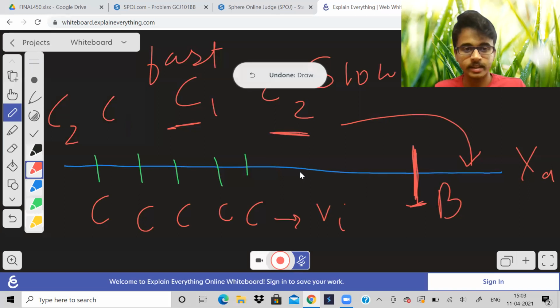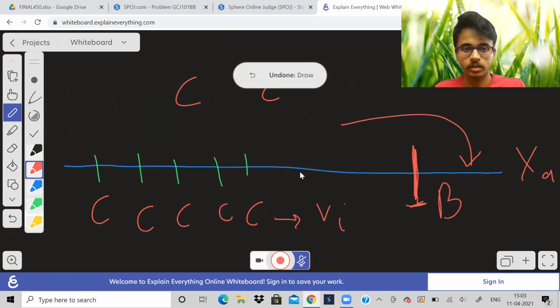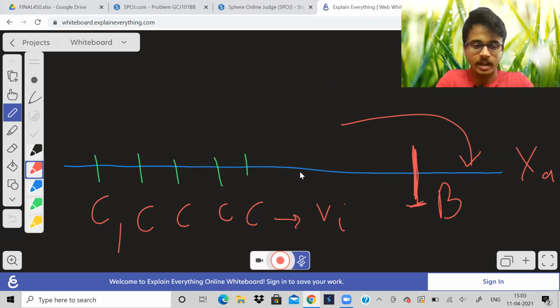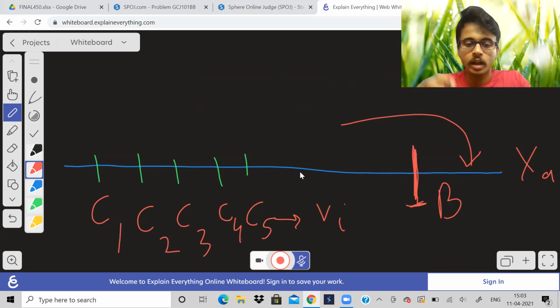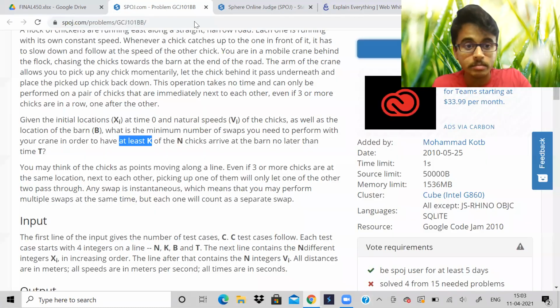See, let us consider this example only. Forget all the values. Let us just take a random example. Suppose there are 5 chicks, C1, C2, C3, C4, C5. Now, how to calculate if a chick can reach the barn or not? It has to reach the barn within a time equal to t.